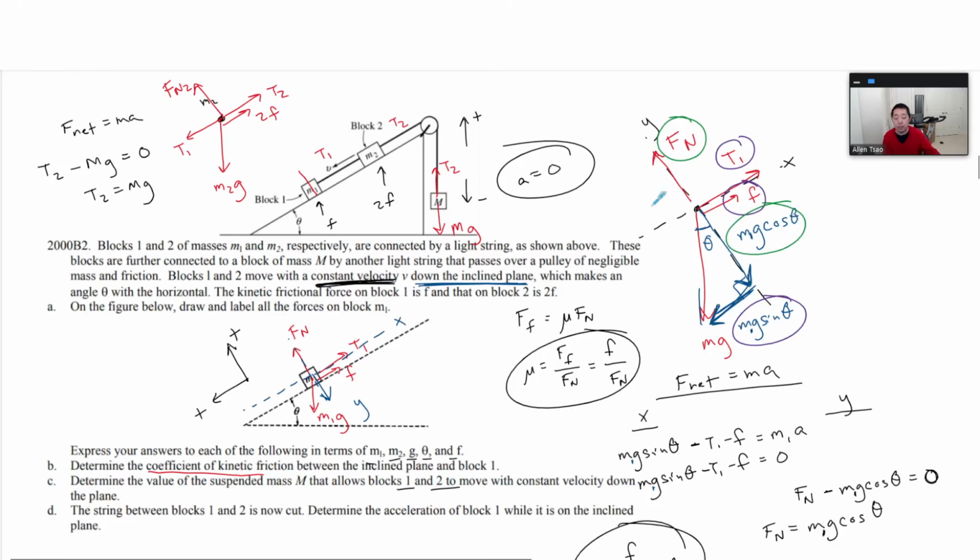Similar to this one, I'm going to decompose it into this component and this component. This is M2G sine theta. And this side here is M2G cosine theta. All right? Because this is theta here. Exact same thing we did right over here. It's just now this guy has a T1 down here pulling it. But that's because there's a T1 touching him, and that's it.